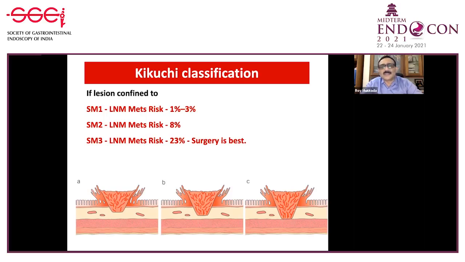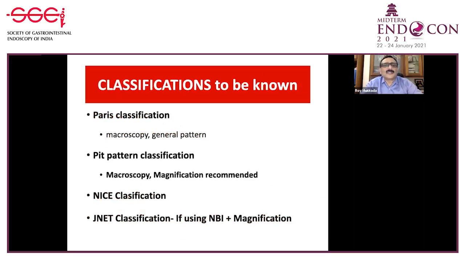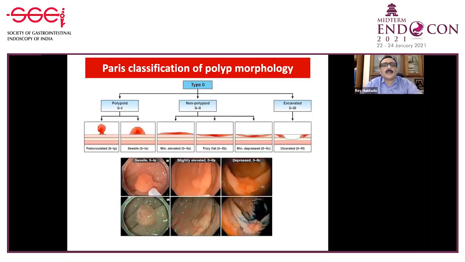So surgery is the best. You should know about certain classifications like Paris classification, pit pattern classification, NICE classification, Japan classification, if using NBI plus magnification. Now Paris, you can see that the pedunculated lesion is 1P, sessile is 1S, that's the polypoid lesions. The non-polypoid, you can get minimally elevated, that's 2A, truly flat, that's 2B, minimally depressed 2C, and ulcerated is 3. So you can also see the lesions below.